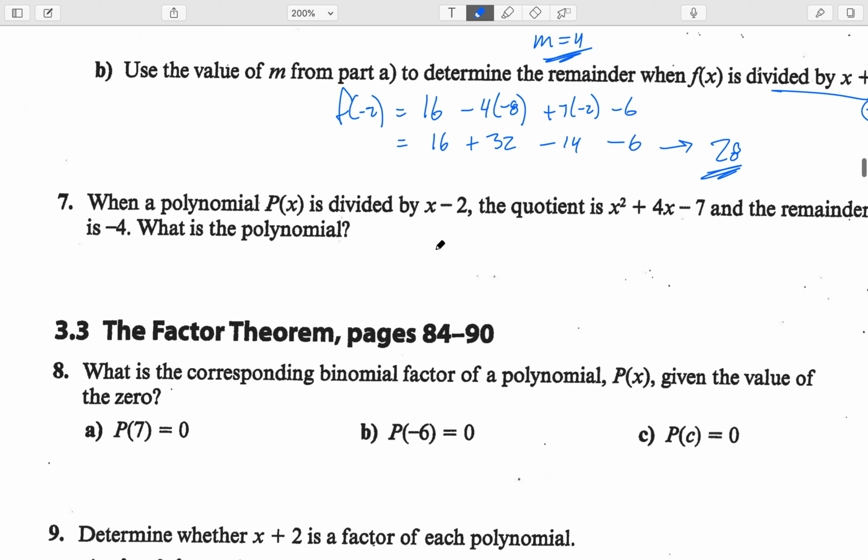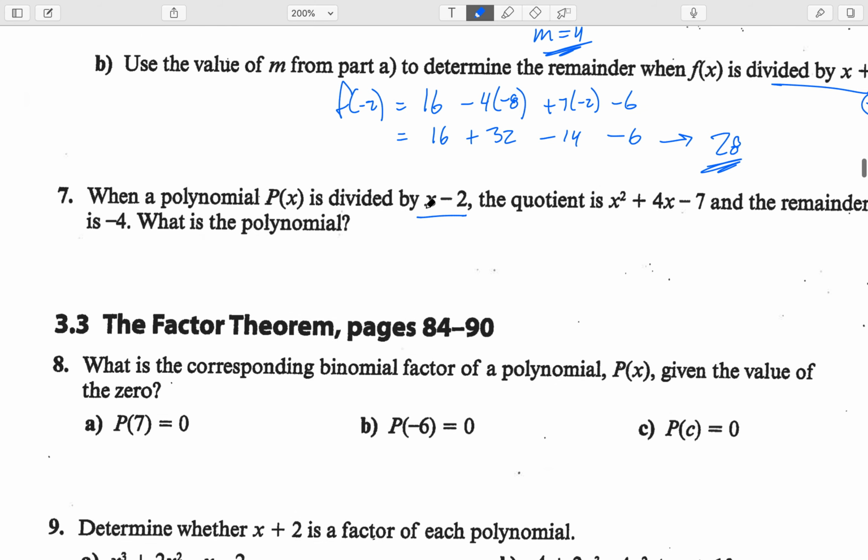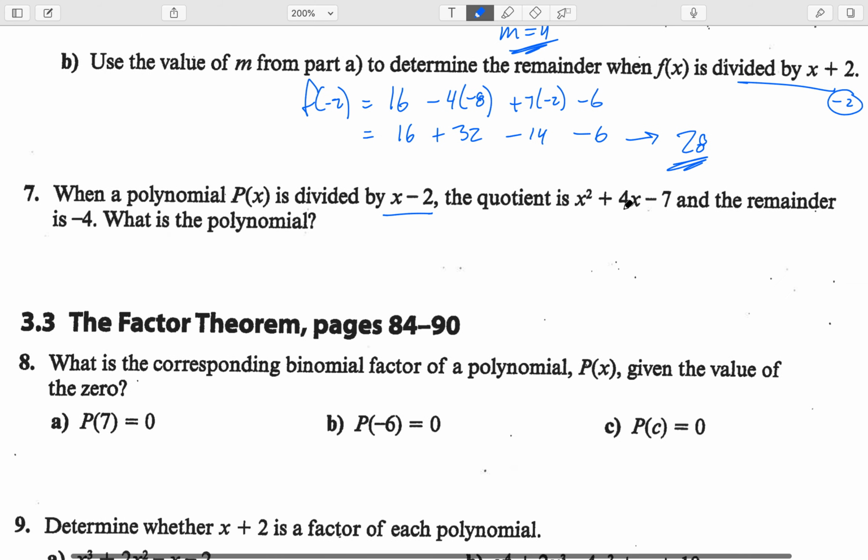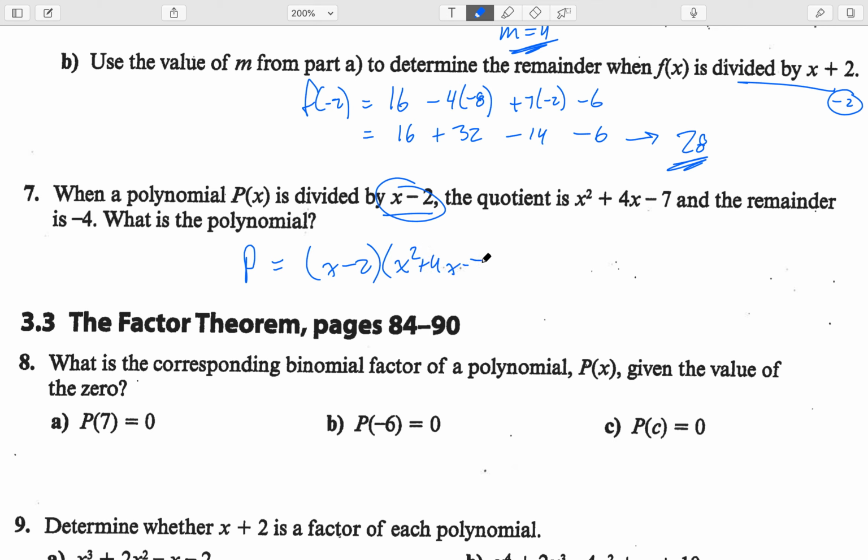How about this one? When the polynomial is divided by x minus 2, so in other words, plug in positive 2, the quotient is this, and the remainder is that. What is the polynomial? Oh, I remember. The polynomial is the divisor times the quotient plus the remainder, minus 4.